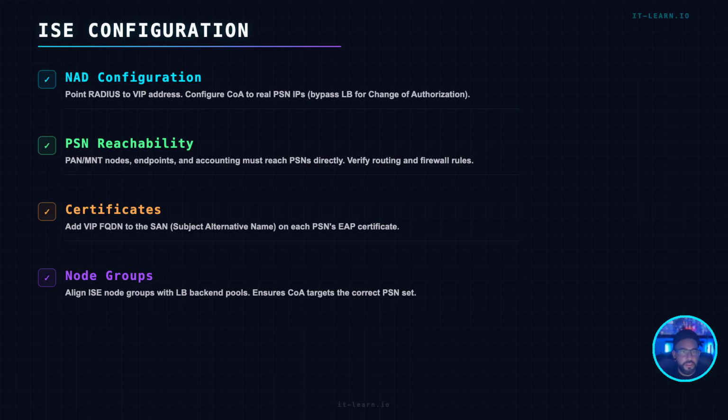Another key term and another thing that you need to configure is going to be the node groups. This is just to make sure that you map your ISE node groups to your load balancer backend pools. Again, same geographical grouping, same set of nodes. And if a PSN fails and another node in the group initiates a CoA, or change of authorization, the load balancer routes the new request to a healthy node in the same pool.